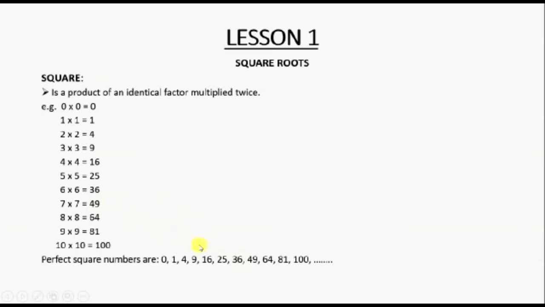When we multiplied 7 times 7, we got 49. When we multiplied 8 times 8, we got 64. 9 times 9, we got 81. And 10 times 10, we got 100. So, perfect square numbers are 0, 1, 4, 9, 16, 25, 36, 49, 64, 81, 100, and so on.